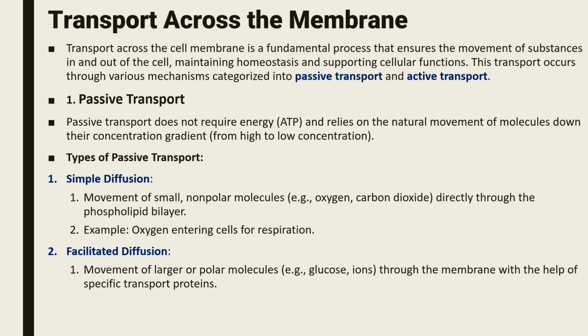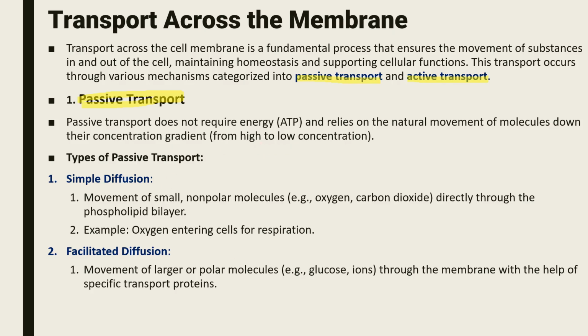Transport across the cell membrane. There are two types by which things can be transported across the cell membrane. One is passive transport, and the other is active transport. For now, we will talk about passive transport. What is passive transport? Passive transport does not require energy and relies on the natural movement of molecules down their concentration gradient, meaning they go from high concentration to low concentration.